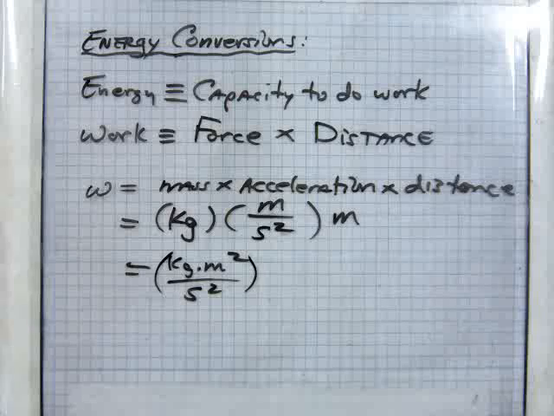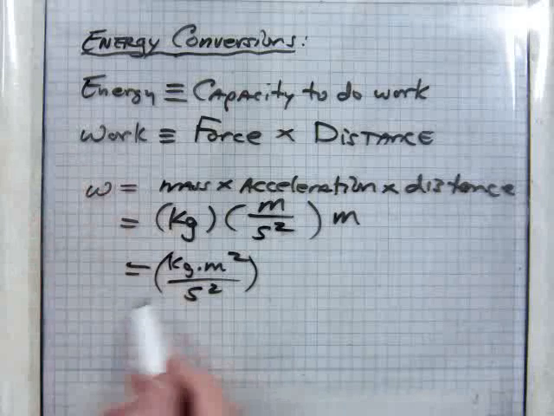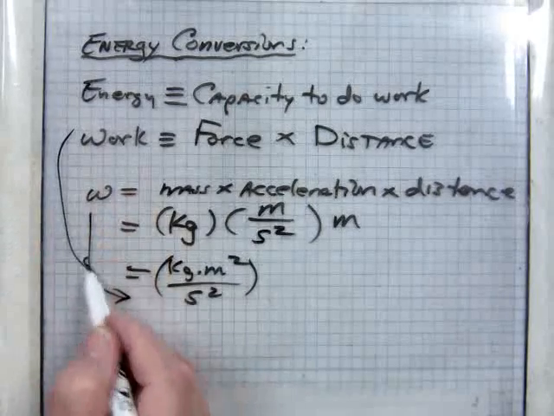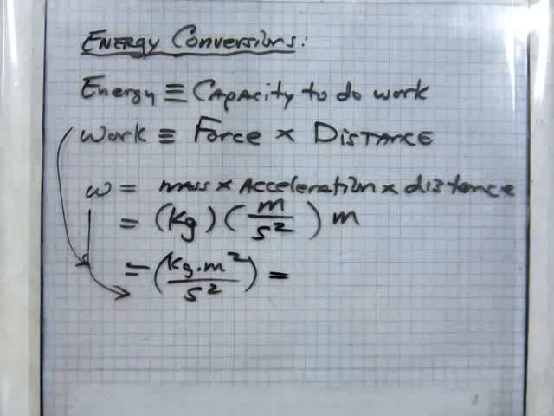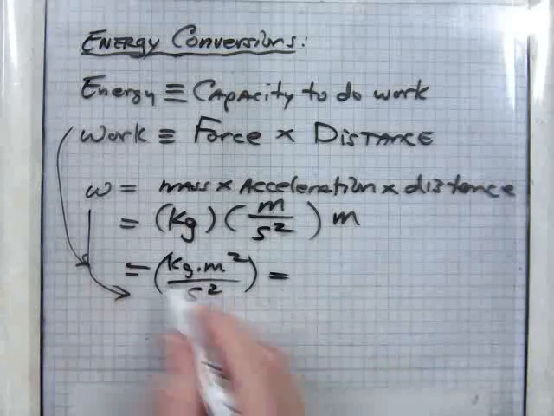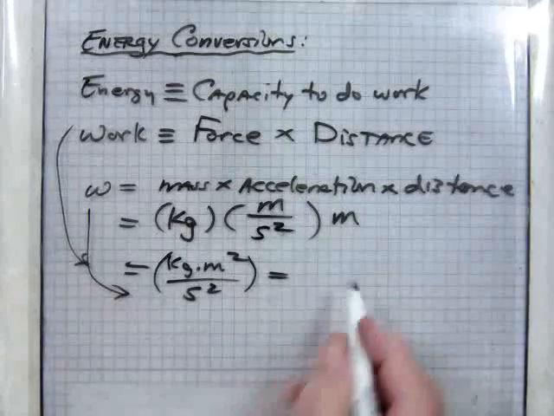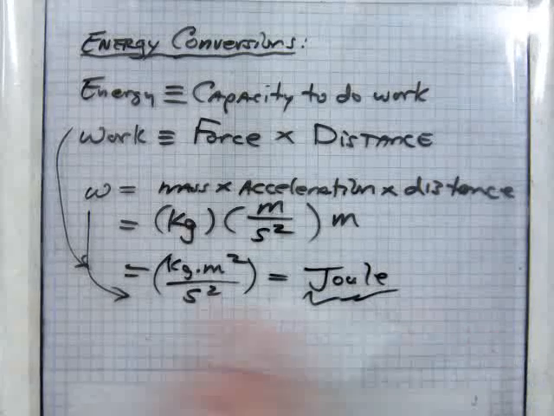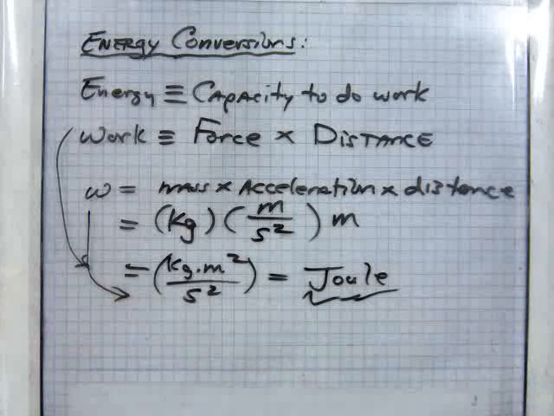Of course, this is obviously a complex unit for work and energy. That's the unit for work and energy. So to simplify this, the scientific community has redefined kilogram meter squared over second squared and called it a joule. And that's where that particular energy unit comes from.